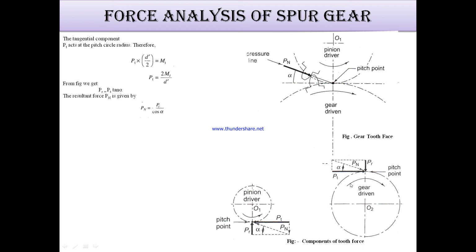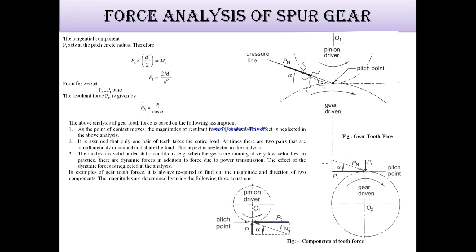Now with the help of these figures we can find out the value of the radial load, that is PR is equal to PT into tan of alpha, with the help of basic trigonometric relationships, and the same for the normal force, that is PT upon cos of alpha. So in this way we can find out all the three forces which are acting on the spur gear, which is very simple.